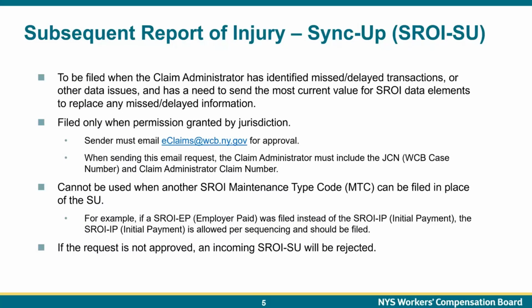It's only filed when permission is granted by the jurisdiction per the IAIABC rules. A sender must email eClaims at wcb.ny.gov for approval. When you're sending that email request, the claim administrator must include the JCN, the WCB case number, and the claim administrator claim number. We need that information to be able to authorize that SHRYSU. We'd also ask that you include the reason for the request if it is a first email to us and it has not already been disclosed.